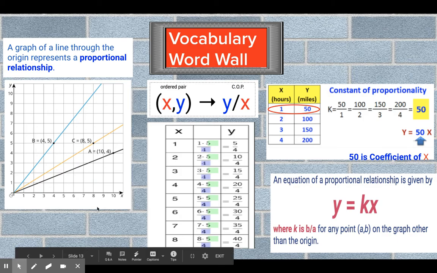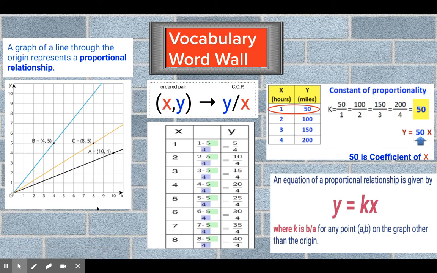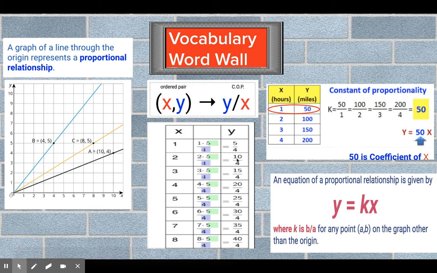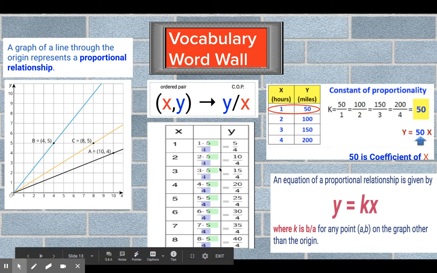So here's our vocabulary word wall. We've been comparing different lines of proportional relationships. Remember, one thing that we talked about yesterday and also today is that a graph of a line through the origin represents a proportional relationship. Okay, remember that is important. We've also been talking about our equation for some time, y equals kx. And remember, k is our constant of proportionality. We can find that by taking our second column of our graph and dividing it by the first column.